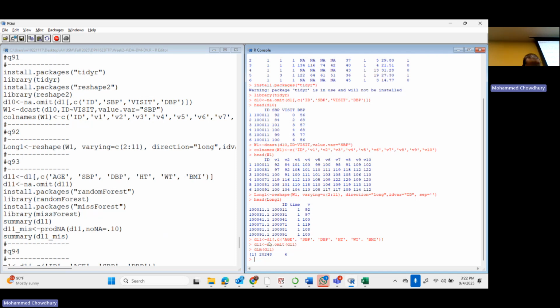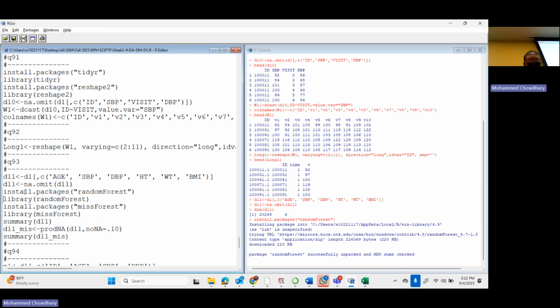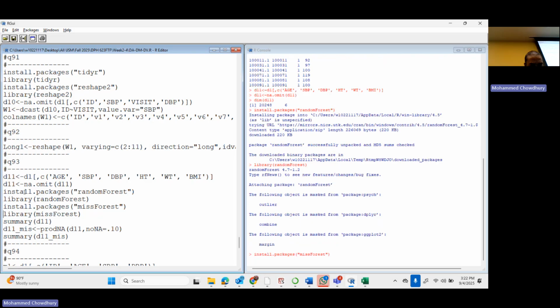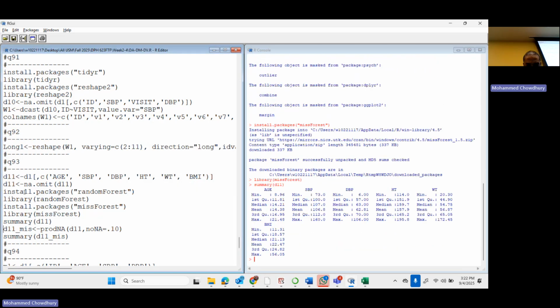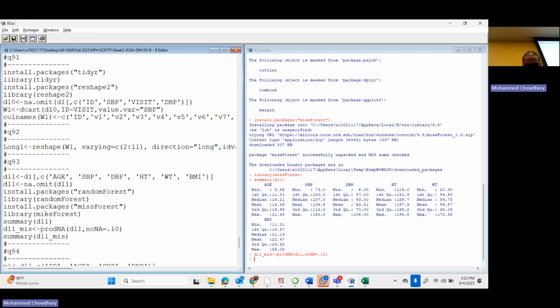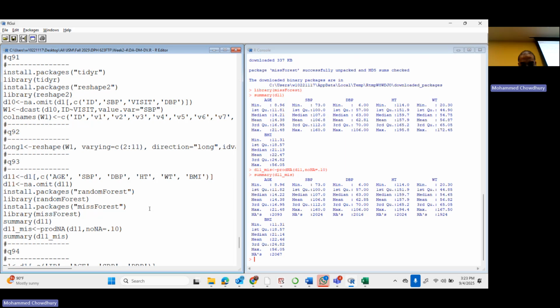In order to do that, I have to install a package. And then immediately library, then summary, I want to see, and after summary I want to enter their missing values. Now take a look at the summary. The previous summary does not have any missing value. Are you seeing D11? Now it has missing values, right? So what I did, I entered 10% missing values.